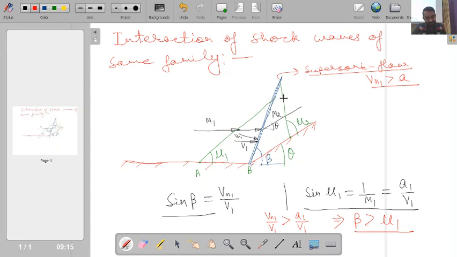Now let's consider the downstream direction. Like M2, I will have a velocity vector here, say V2.